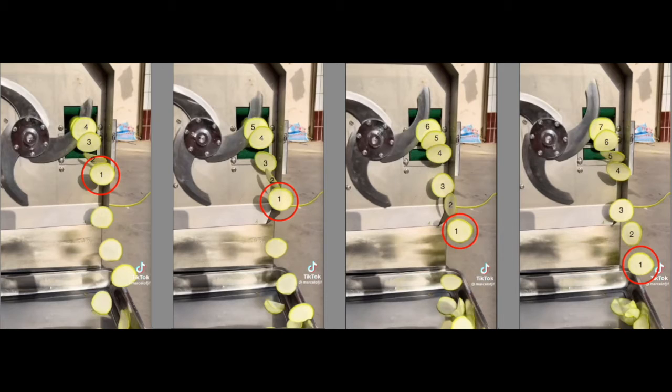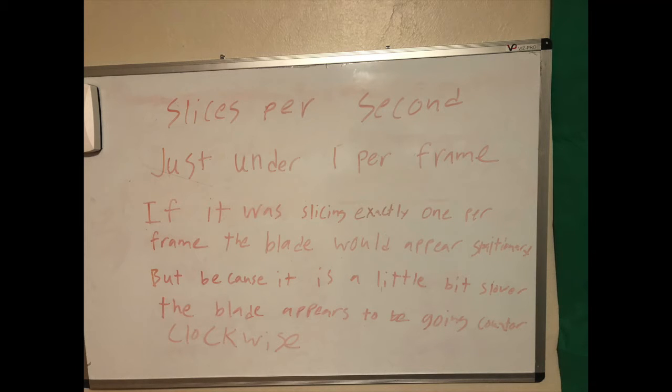By this, I would guess that it is cutting just less than one cucumber per frame, since as you can see with each one, the knife or the blade is not going in quite as far as the one before. So just less than one per frame. We're trying to figure out the slices per second. What we know is that it's just under 1 per frame, or 24 slices per second.